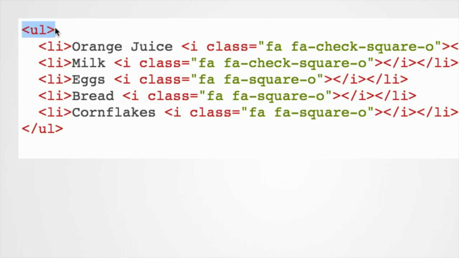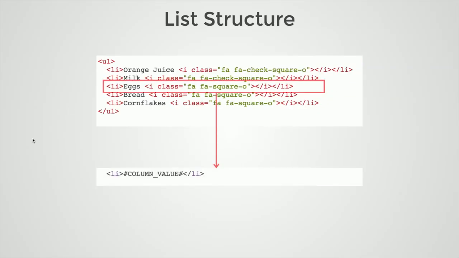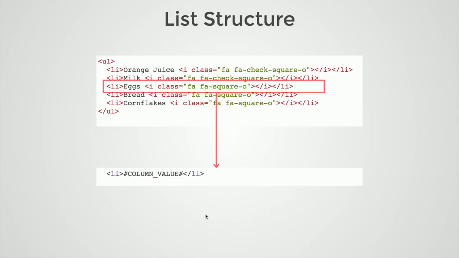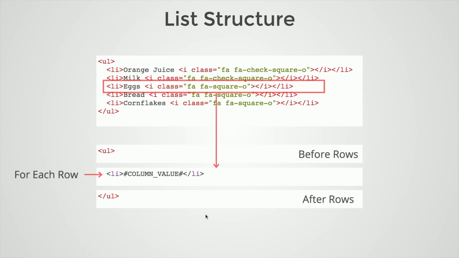You have the UL that is going to open the set of rows and LIs for each of my list elements. And if we're trying to turn this into a template, you can see that we can parameterize the content into simply saying LI and something inside. So in Apex terminology, when you're looking at a template, that's your for each row: what am I going to do? That's your for each row. And the opening UL and closing UL are going to be your before and after rows.